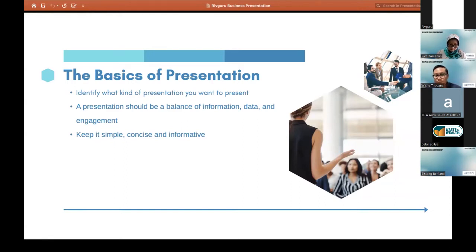Lastly, keep it simple, concise, and informative, yeah? So don't write paragraphs and paragraphs and paragraphs on your slides. Just keep it simple, keep your points short and simple and specific. And then from then on, you can just explain what you mean and expand your points. So yeah, please keep that in mind.